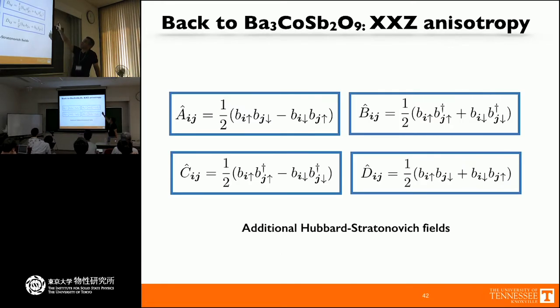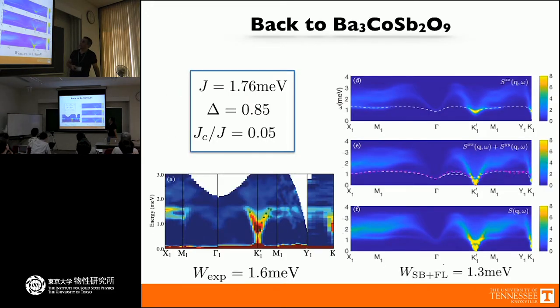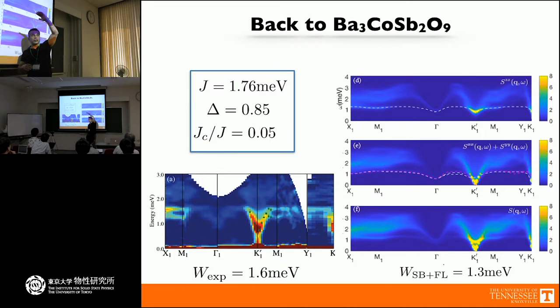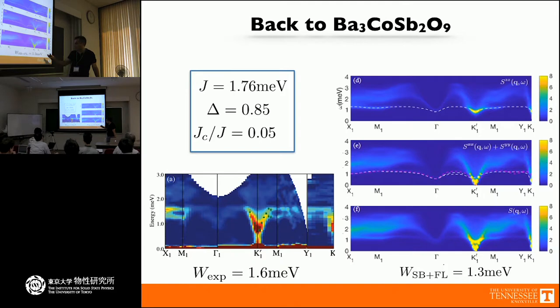And as I said, this real material is a three-dimensional material. So if you want to describe things in three dimensions, you basically need to add the interlayer coupling. You can do that within this theory. And then what we get for the single magnon bandwidth is 1.3 millielectron volts, which is now lower than the experimental value, instead of significantly higher, which is what we were getting with the large S expansion. So again, this is an indication that we are still not getting the experimental single magnon dispersion.